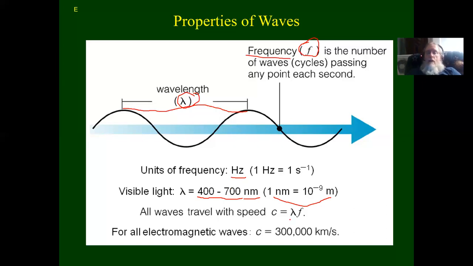Now, the speed of any wave, whatever type it is, is equal to the product of the wavelength and the frequency. We often use the symbol c for that, especially when we're talking about light. And it turns out that light, along with all other types of electromagnetic waves, travels at a speed of 300,000 kilometers per second, which as far as we can tell is the fastest speed there is.